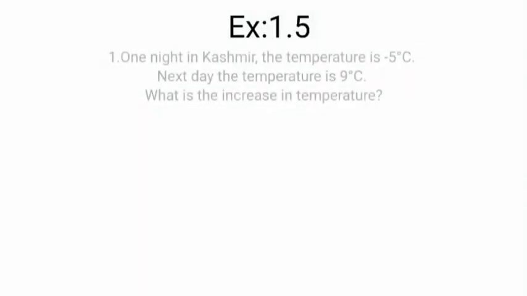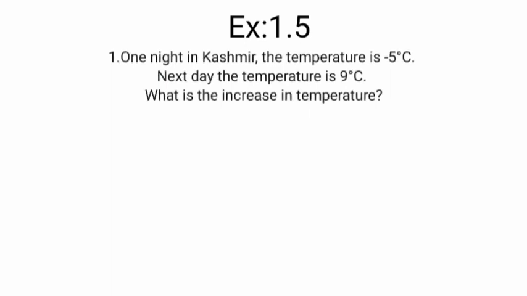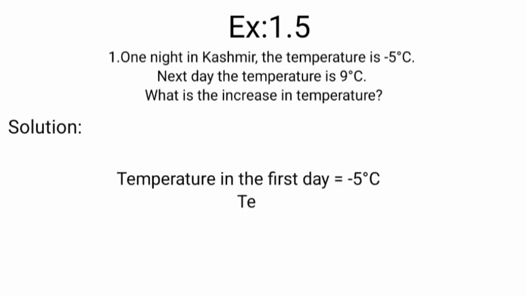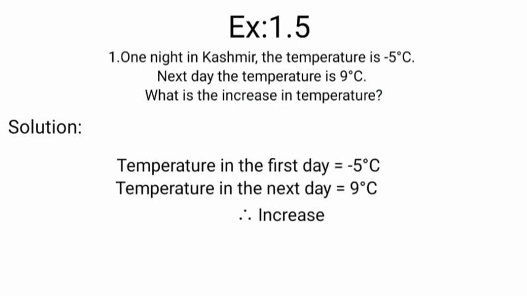One night in Kashmir, temperature is minus 5 degrees Celsius. Next day the temperature is 9 degrees Celsius. What is the increase in temperature? Increase in temperature is nothing but the difference between the temperatures, which means we should subtract the temperature of first day from the temperature of the next day.